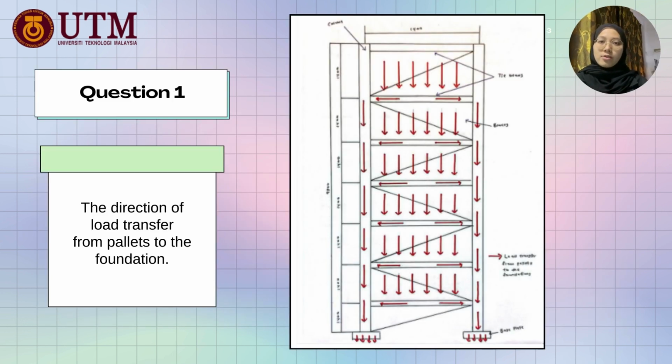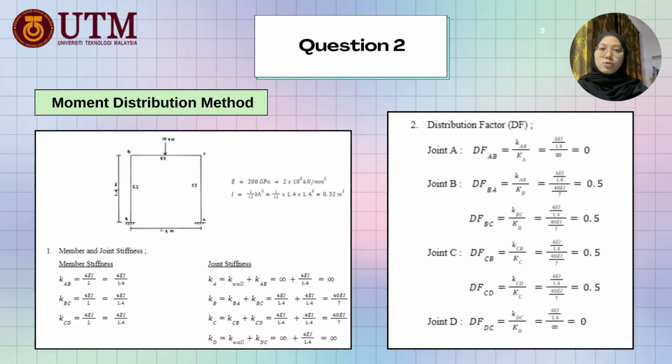Next, this diagram shows the direction of the load transfer from the pallet, and then it goes to the tie beam, and next it goes to the column, and lastly it goes to the base plate. The same thing happens for each level of pallet. Next, we need to draw the bending moment by using the moment distribution method. This is an example of one level of the pallet.